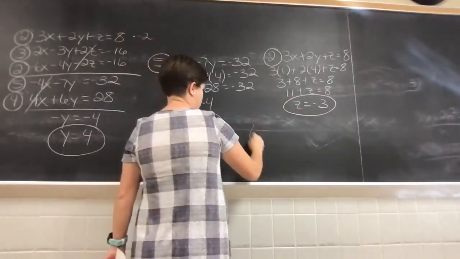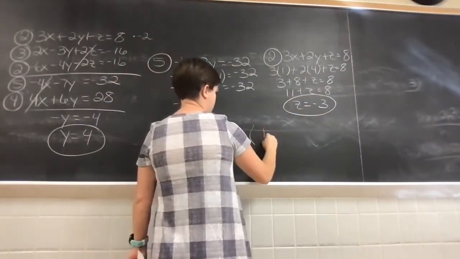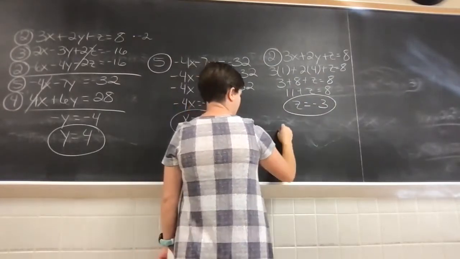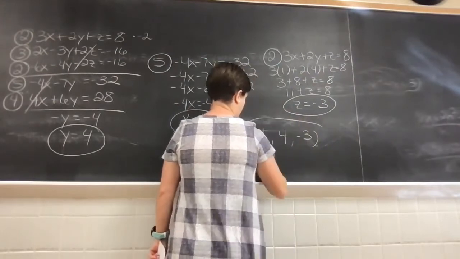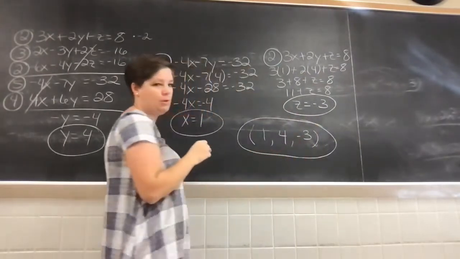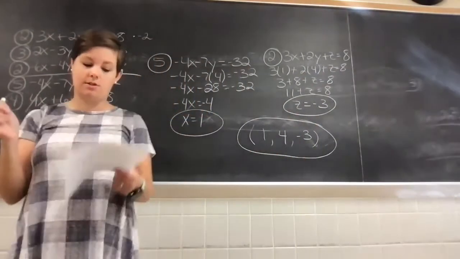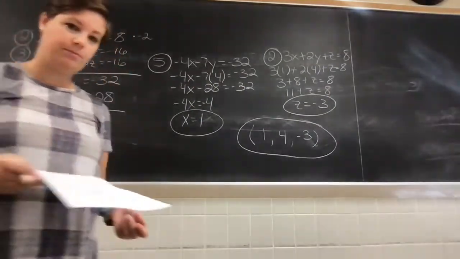Now to write my ordered triple, I write my x value first, which is 1. I write my y value next, which is 4, and then negative 3. And there is my ordered triple, which is a solution for the system of equations.